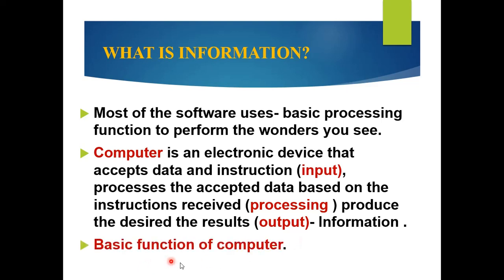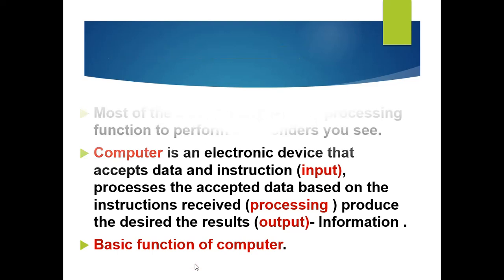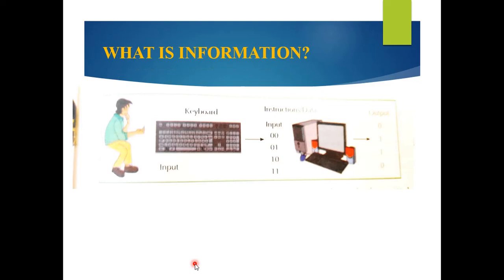So this is the basic function of computer. Here you can see the diagram which represents the function of computer. The user is using the input device called keyboard and giving some instruction or data. He is giving some numbers, 0001 and 1011. It will be accepted by the computer, and the computer will process it and give the desired result, output, that is called information.